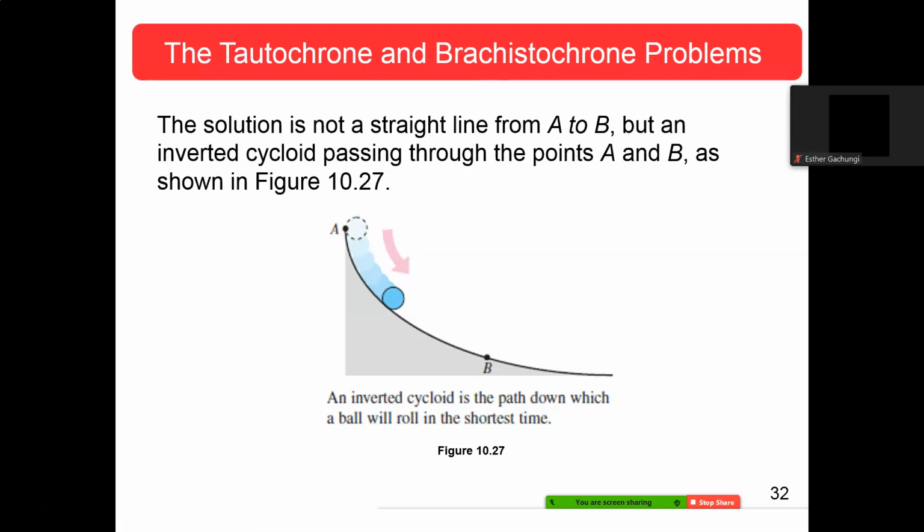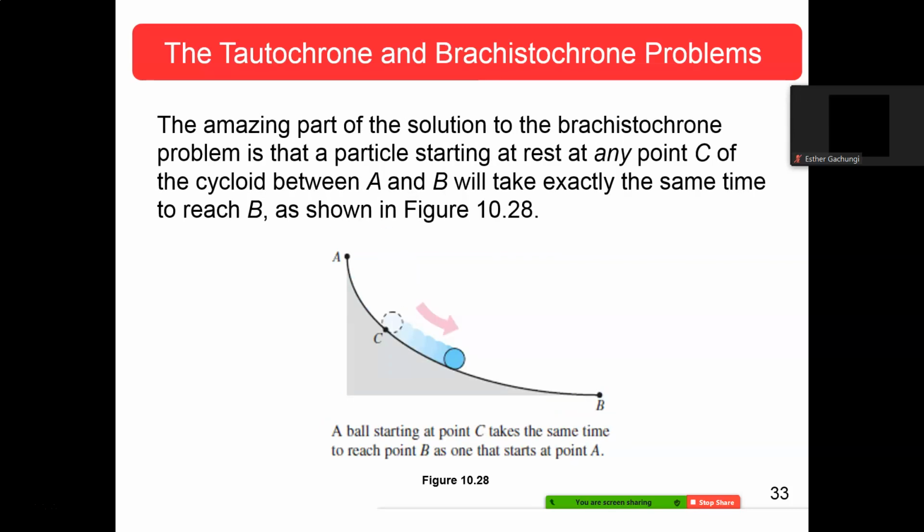That's shortest time. The amazing part of the solution to the brachistochrone problem is that a particle starting at rest at any point C in between A and B takes exactly the same time, which is basically your tautochrone problem again. If you start here, it gets a huge speed to begin with, slows down; this one starts slower. It's going to take the same time to get from A to B as it will to get from C to B. Incredible, but true.